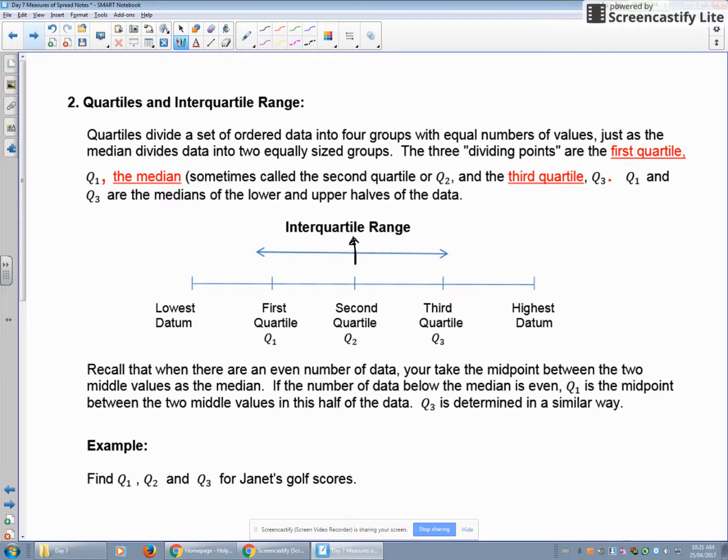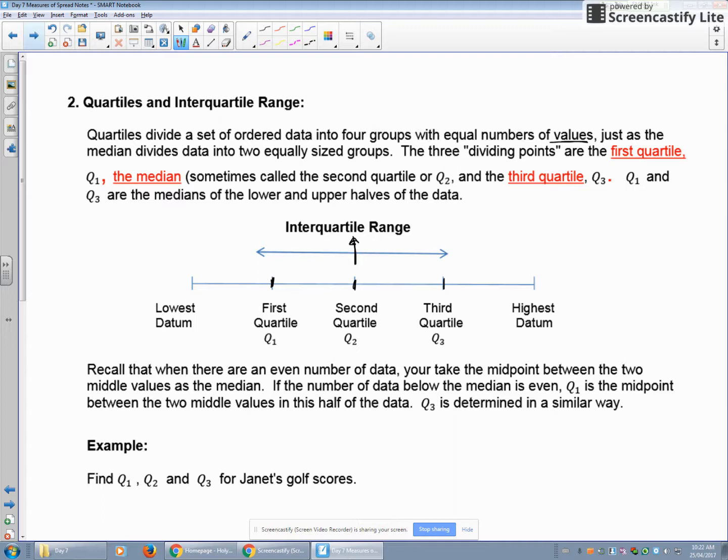So let's just read this. Quartiles divide a set of ordered data into 4 groups with equal numbers of values, right? So it's the number of data points that we're talking about, just as the median divides data into 2 equally sized groups. The 3 dividing points are the first quartile, Q1, this is our first dividing point, our second quartile, which happens to be the median, and finally the third quartile, that's here. So those are the 3 dividing points.